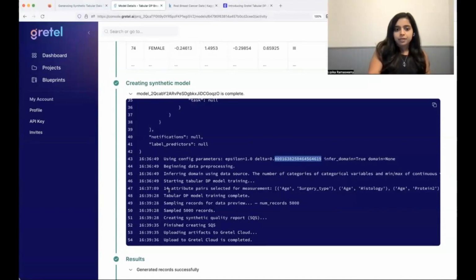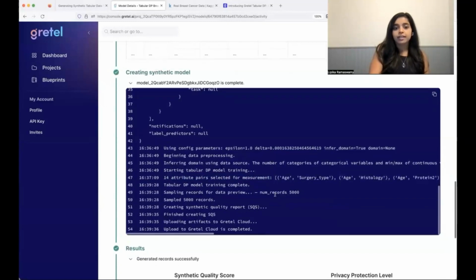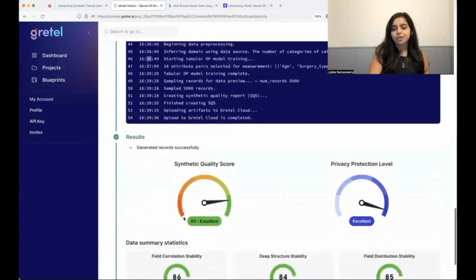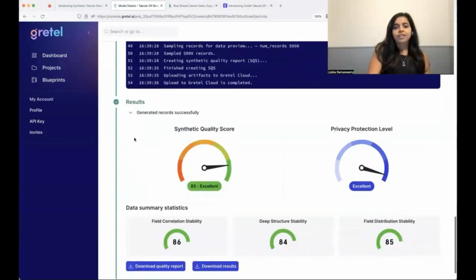All right, so we went through, there were 14 attribute pairs that were selected for measurement. That's great. It's not every attribute pair. And we can see that between the model starting to train, which was 1636, and the model ending, which is 1639, that was 3 minutes barely. And the model trained, records were sampled incredibly fast. And we have some information on the quality of these records. So this particular data set that we sampled, it got a quality score of 85.